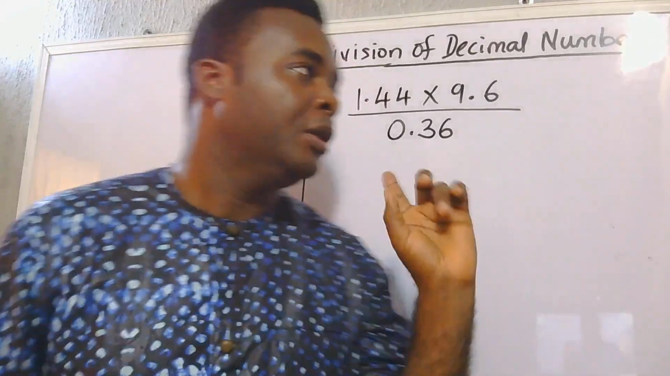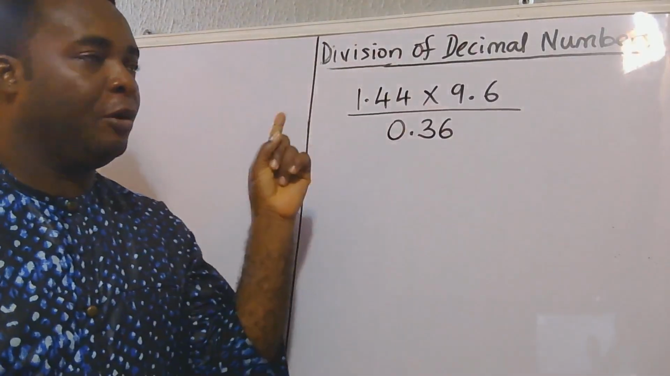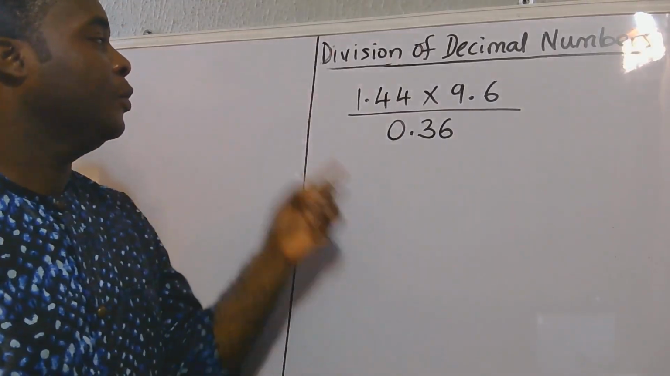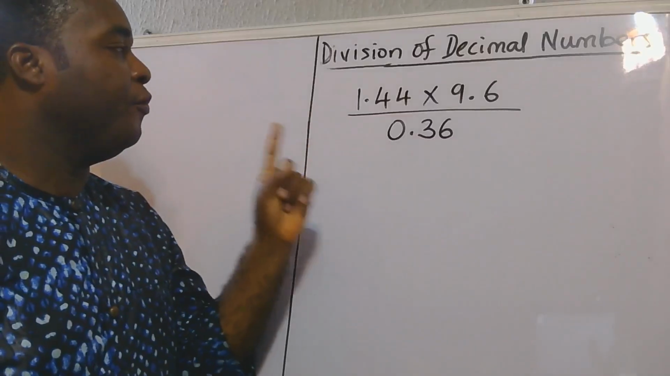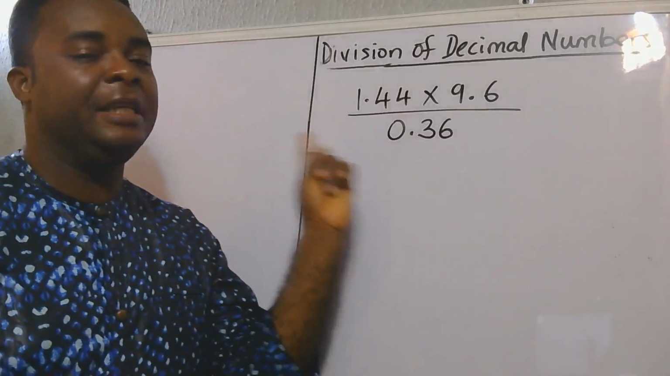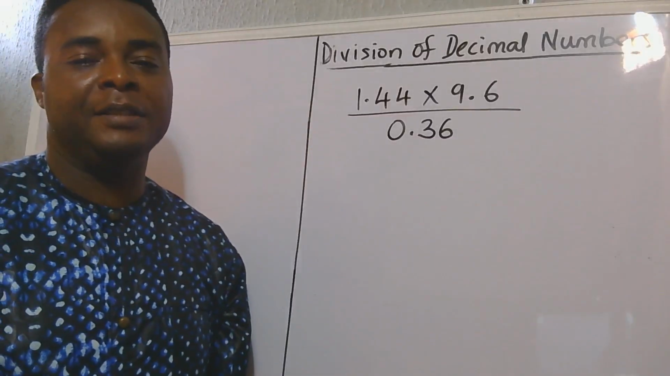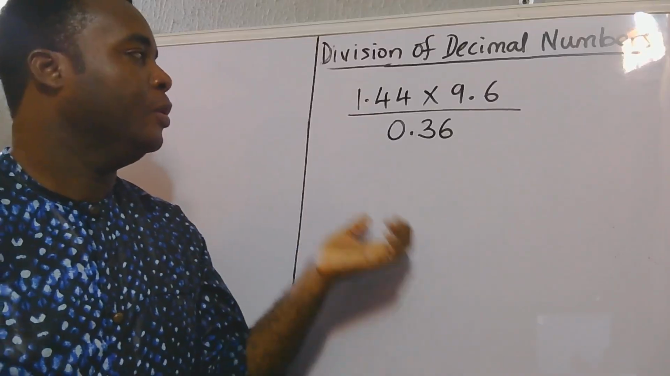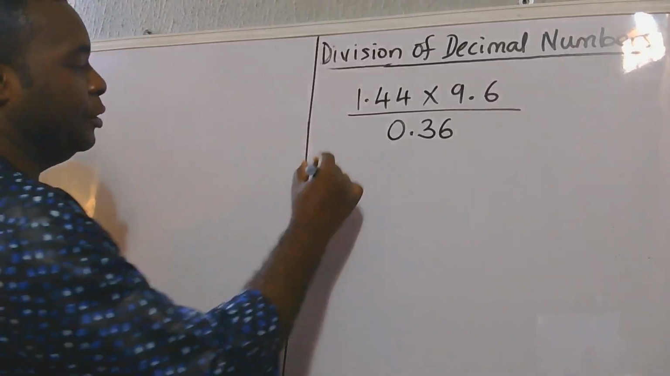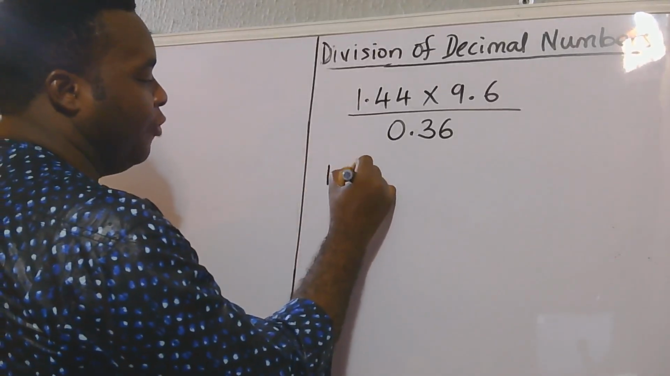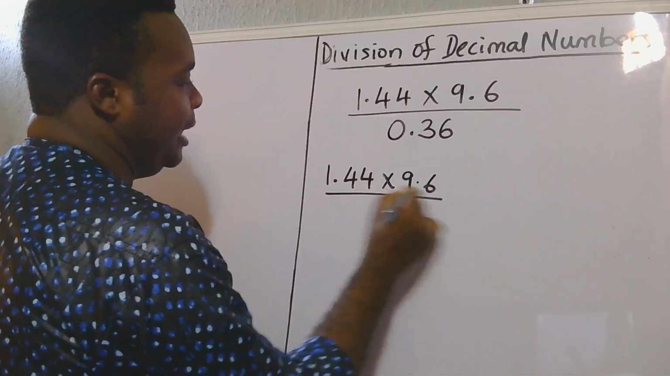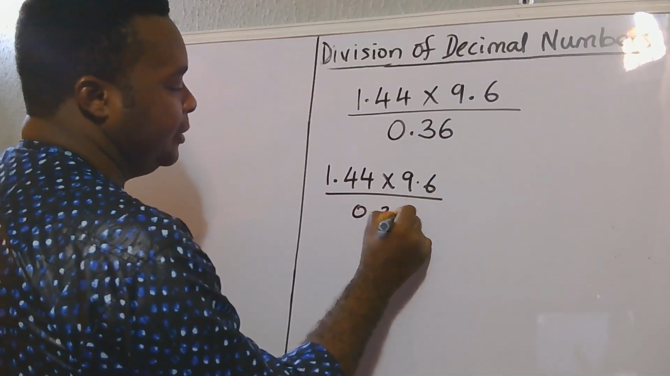On the board, we have a question on decimal numbers. It says 1.44 times 9.6 divided by 0.36. Now, how are we going to solve this question? Well, let's repeat the question. 1.44 times 9.6 divided by 0.36.